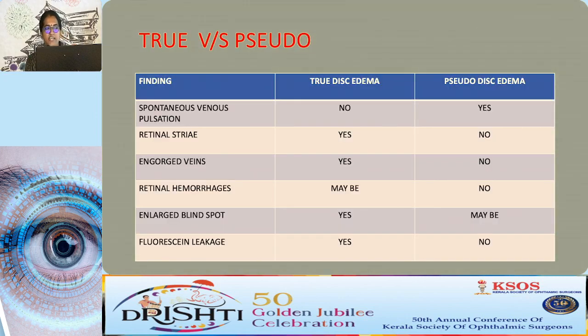In a true disc edema, there will not be spontaneous venous pulsations. Retinal striae, engorged veins, retinal hemorrhages, and fluorescein leakage are all features of true disc edema. An enlarged blind spot may be seen in some optic nerve drusen as well.